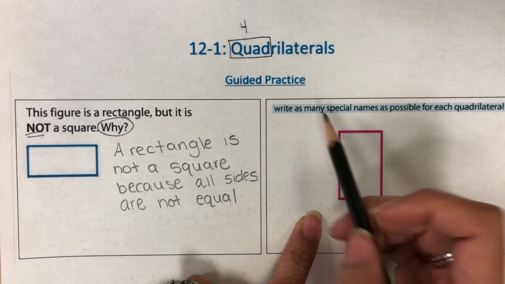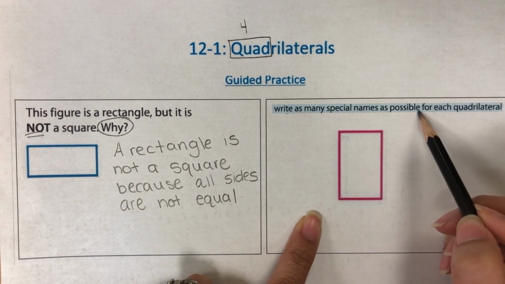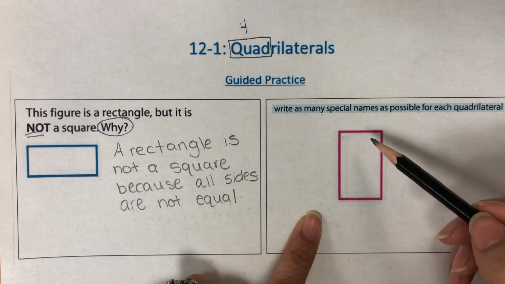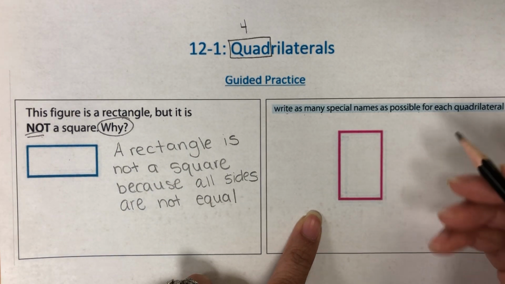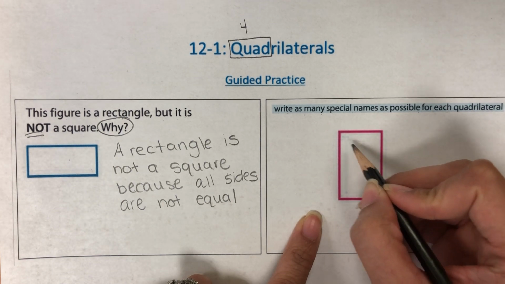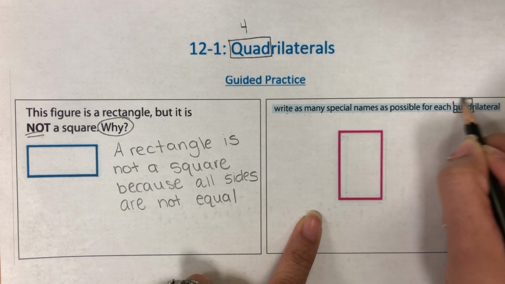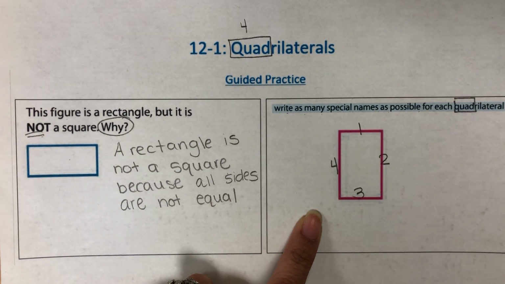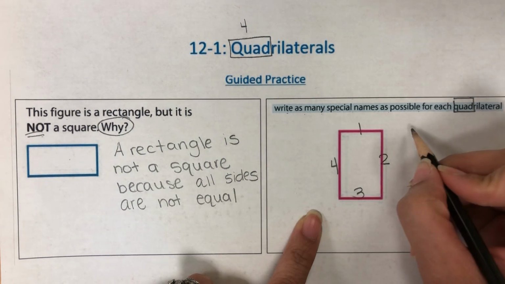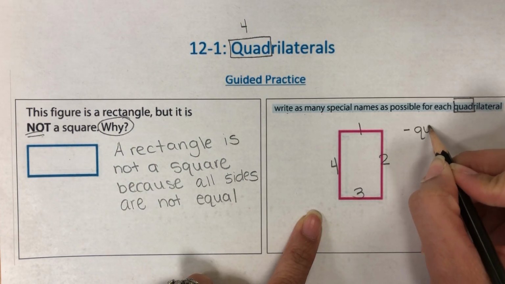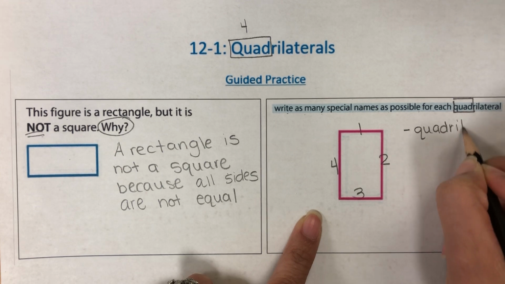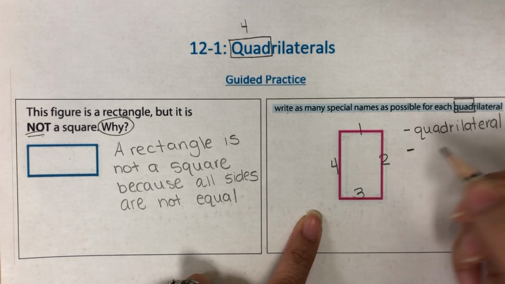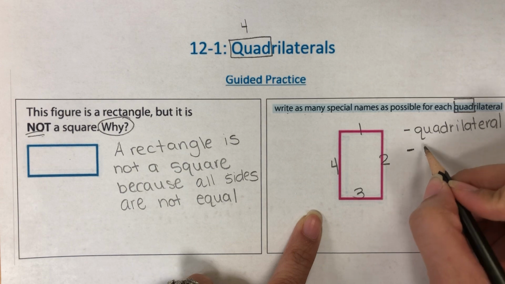On to the next one. Write as many special names as possible for each quadrilateral. Well, here's this first quadrilateral that we have right here. And again, we're focusing our attention on this rectangle, okay? It's a rectangle. It's also a quadrilateral because it has 4 sides. 1, 2, 3, 4. So it's a quadrilateral, right? Quadrilateral is one of the special names of this figure. One of the special names. It is also the name that we're most familiar with, a rectangle.